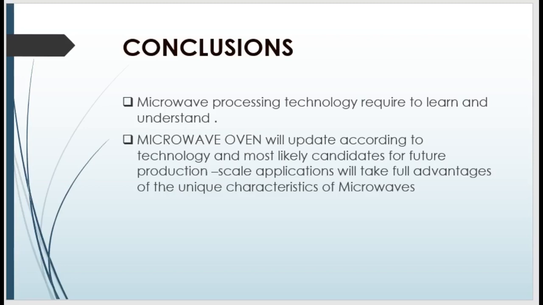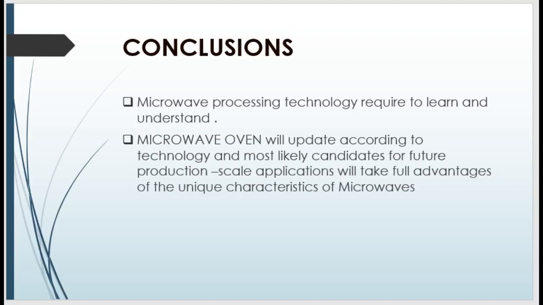Now we will talk about the conclusion of our project. Microwave processing technology is required to learn and understand. Microwave ovens will update according to technology and are most likely candidates for future production. Scale applications will take full advantage of the unique characteristics of microwaves. It seems that solid state radio frequency transistors will one day replace magnetrons in consumer microwave ovens. These new ovens have the potential to be smaller and more energy efficient because they are closed loop systems. They can precisely cook food in ways that consumers have not seen before.